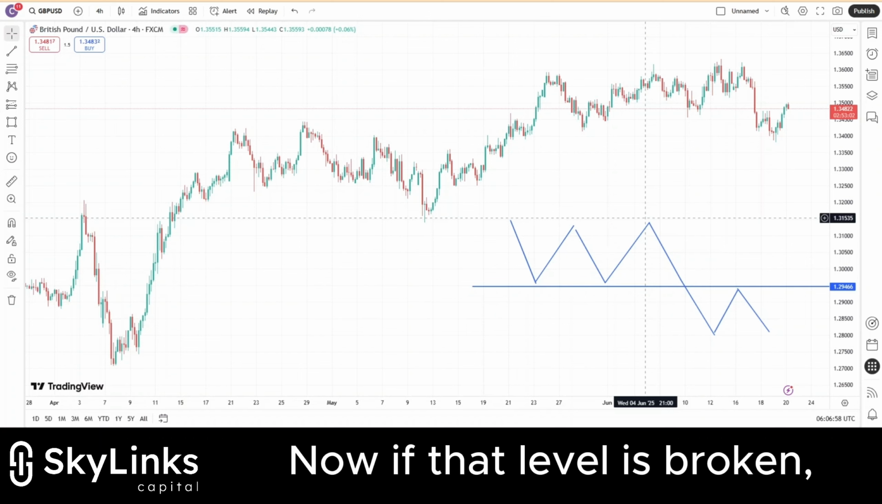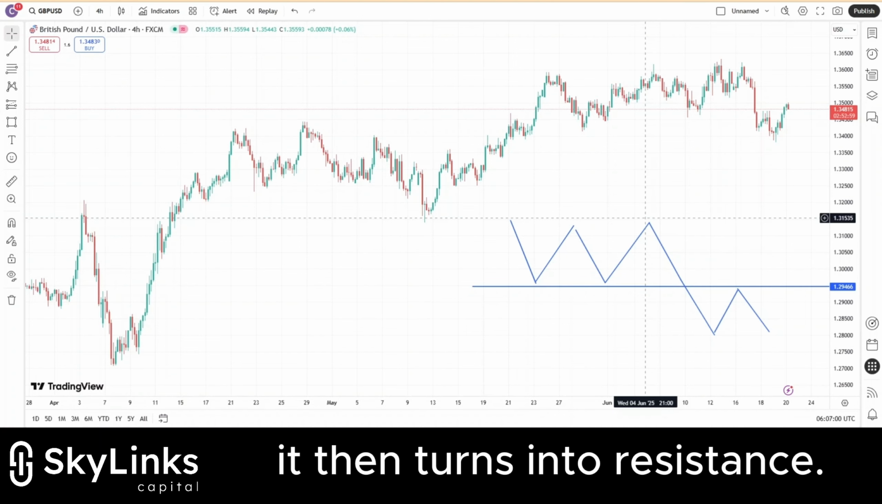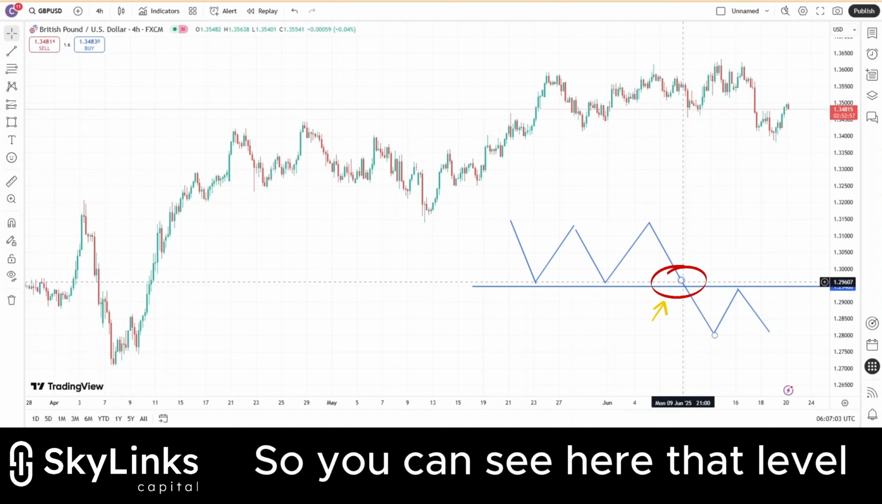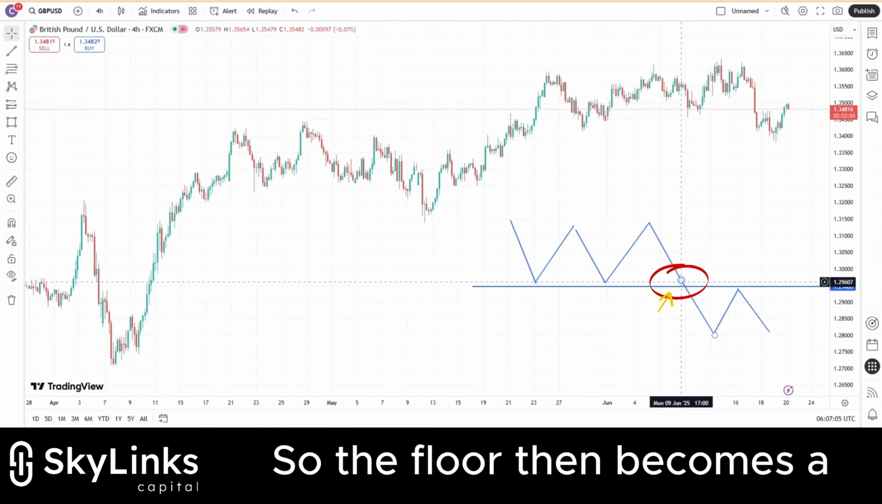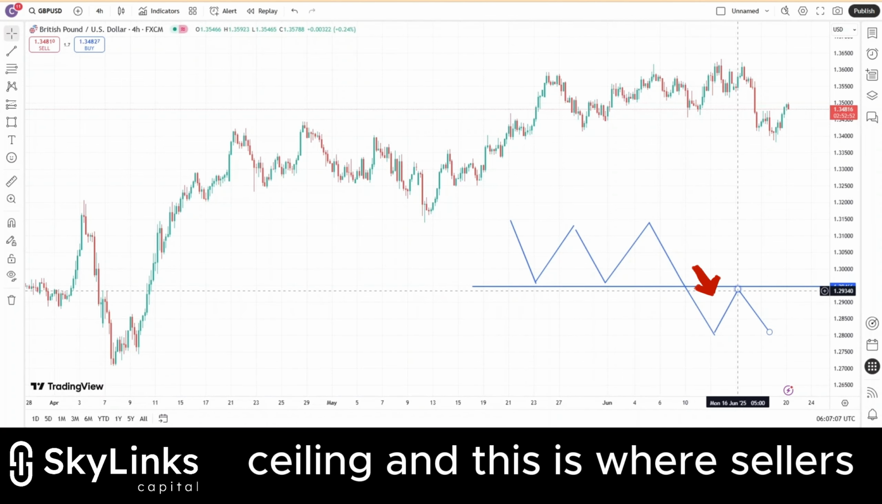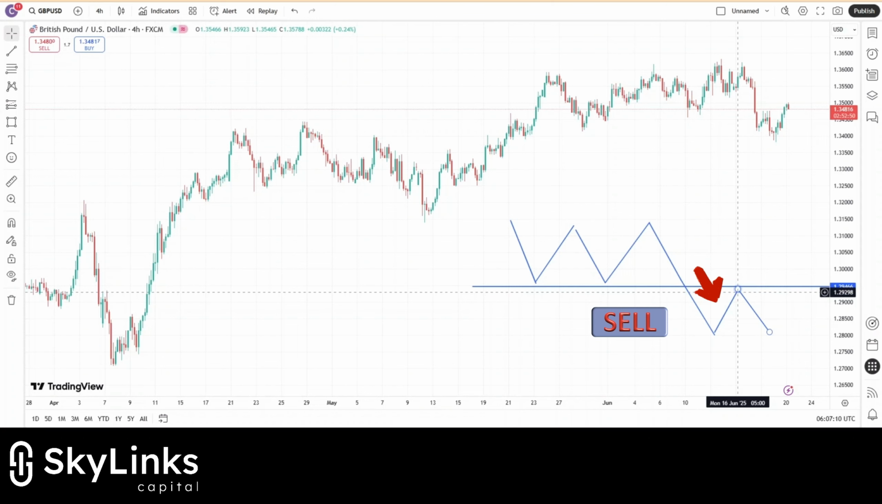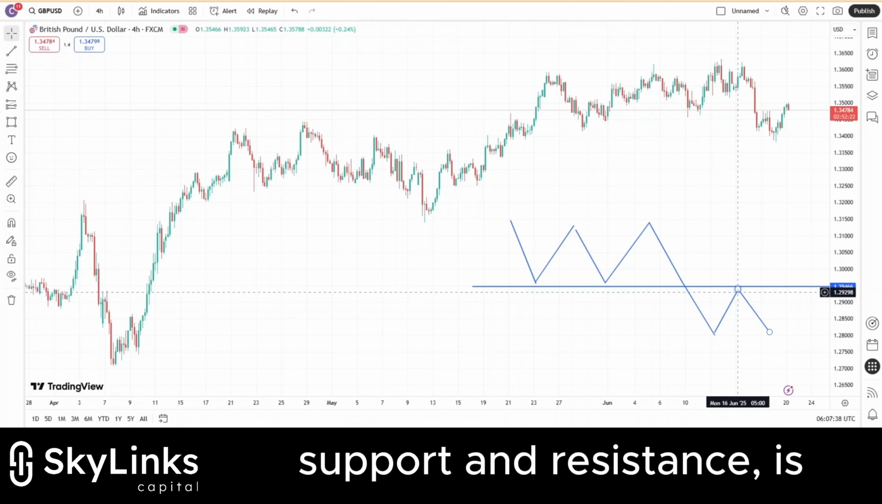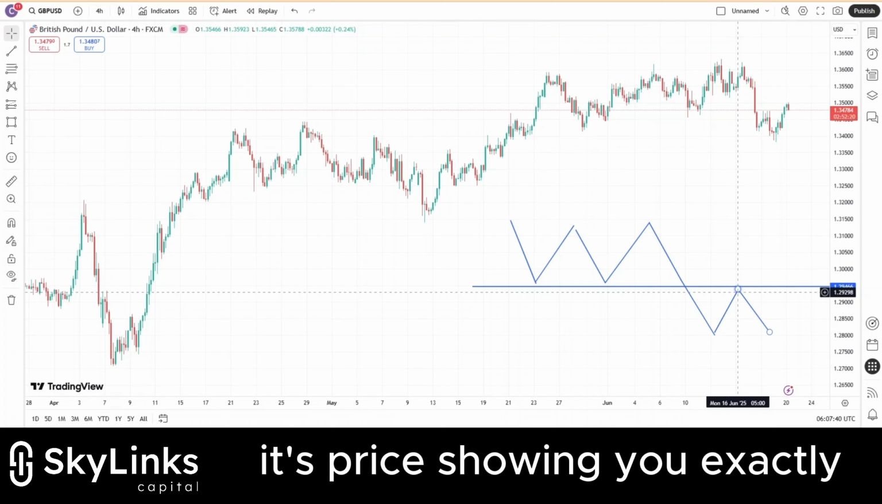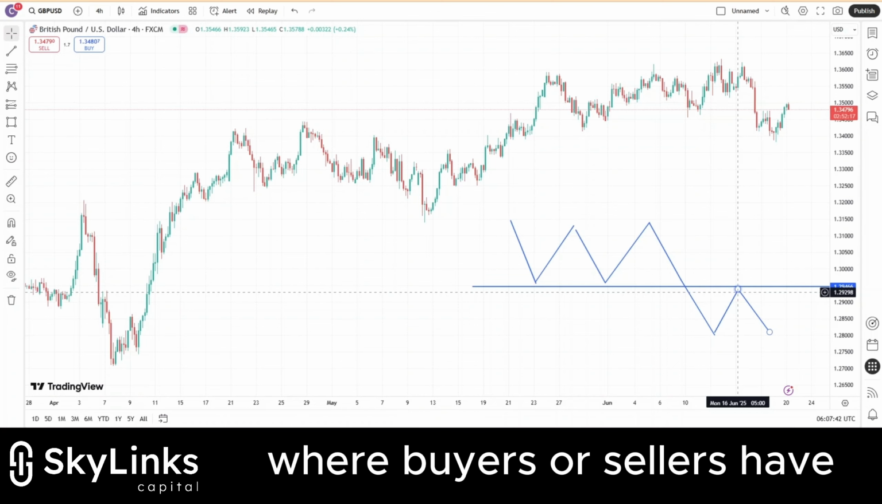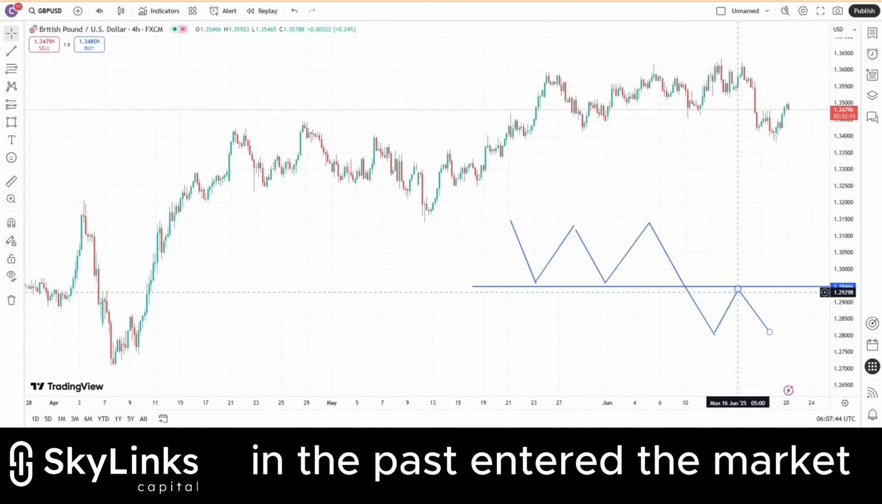Now, if that level is broken, it then turns into resistance. So you can see here, that level has been broken. So the floor then becomes a ceiling, and this is where sellers enter the market. One of the great things about support and resistance is price showing you exactly where buyers or sellers have in the past entered the market.